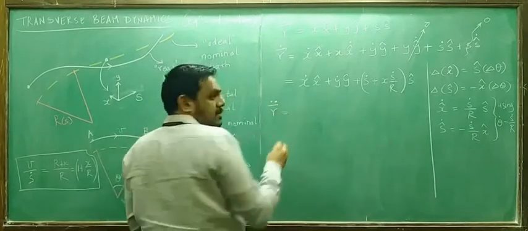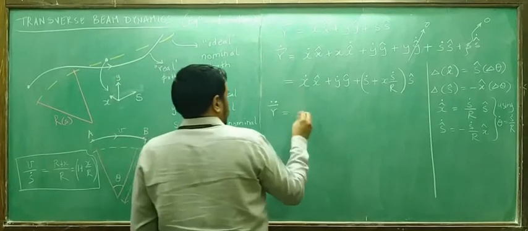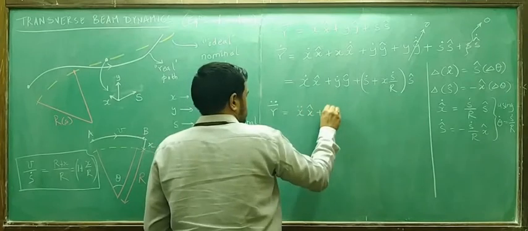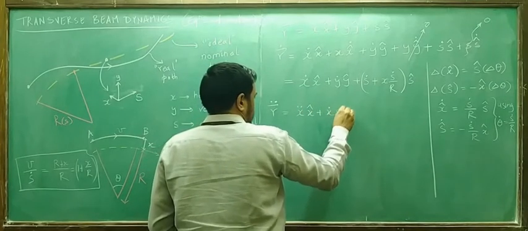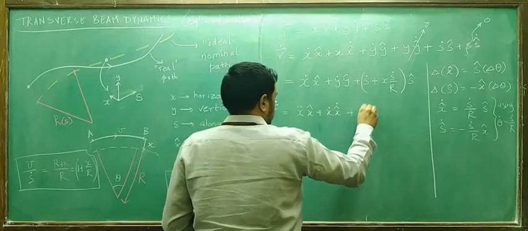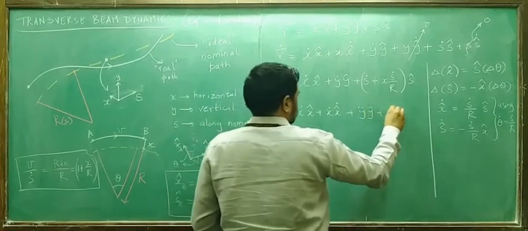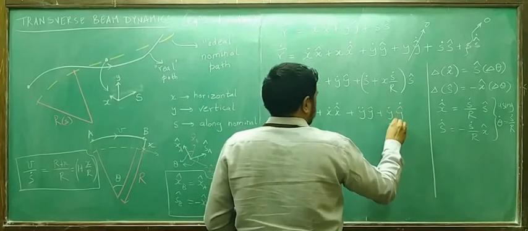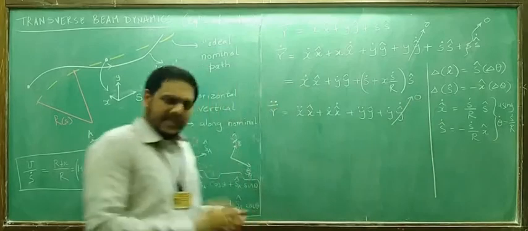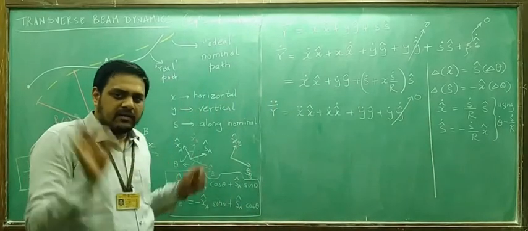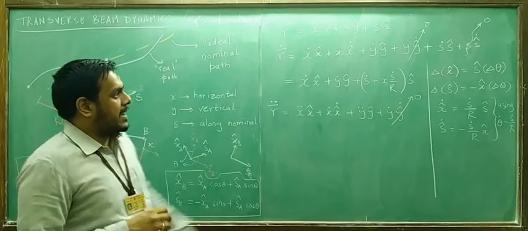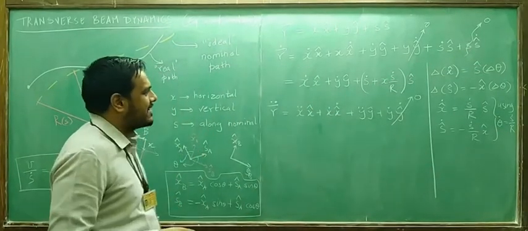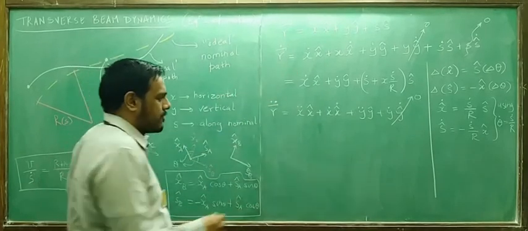Second derivative, if you take, again you will get multiple terms. From here you will get x double dot x hat plus x dot x hat dot plus y double dot y hat plus y dot y hat dot. As we did earlier, y hat dot is 0. S is something you are neglecting. So y dot is 0, that is given.